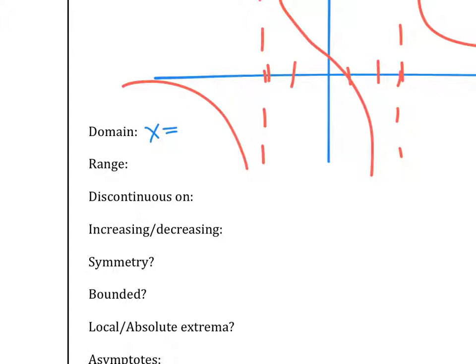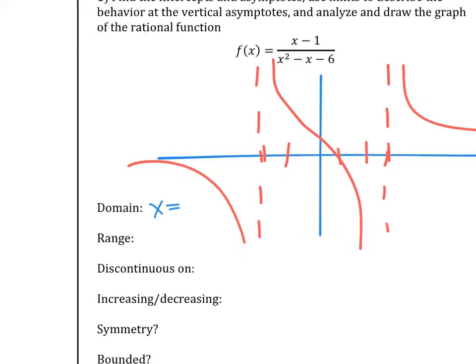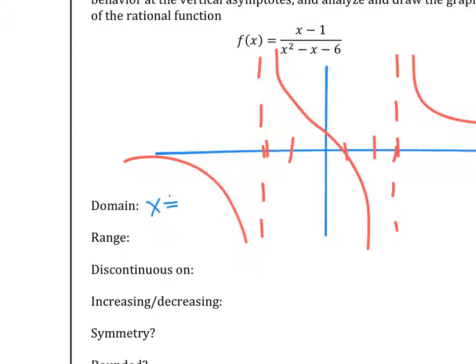Those points you pick are going to make the denominator undefined. So let's change it to not equal to. Not equal to what? 3 and, yeah, -2. Or if you wrote it in interval notation, it's -infinity to -2, -2 to 3, and then 3 to infinity.